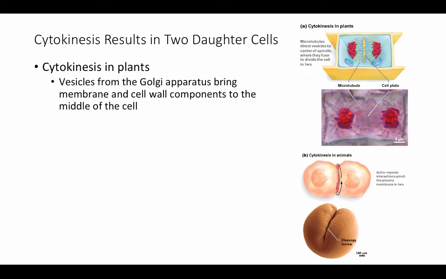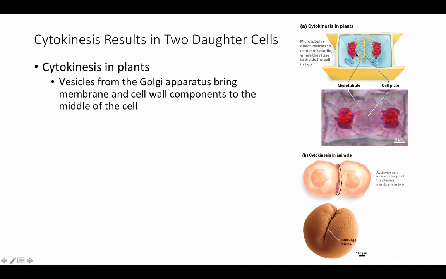So let's look at what happens during this process of cytokinesis. Cytokinesis ultimately is going to result in the formation of those two daughter cells, and it's going to happen very differently in plants than it does in animals. So in plants, vesicles from the Golgi apparatus are going to bring sections of membrane. Remember, these little vesicles are composed of cell membrane, and also cell wall components that are going to be contained in the vesicles to the middle of the cell. And they're actually going to use these microtubules from the spindle to arrive at the right location.